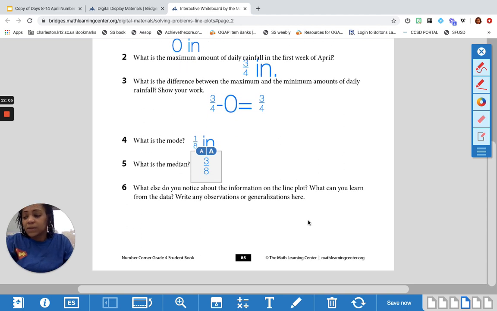So number 6, I'm going to leave that up to you. What else do you notice about the information on this line plot? What can you learn from this data? Observations, generalizations you can make. Go ahead and fill that in on your own.